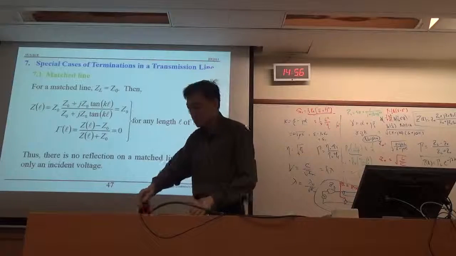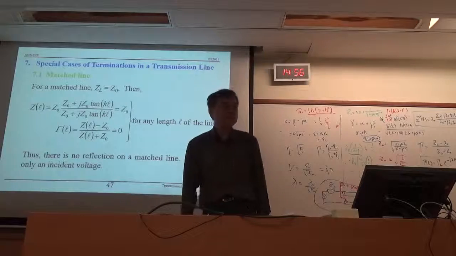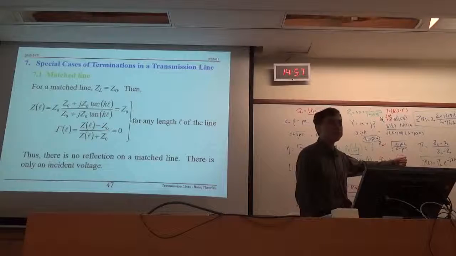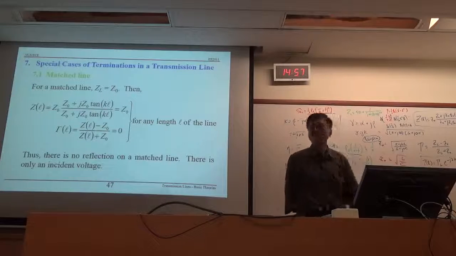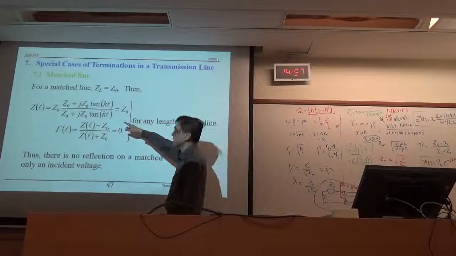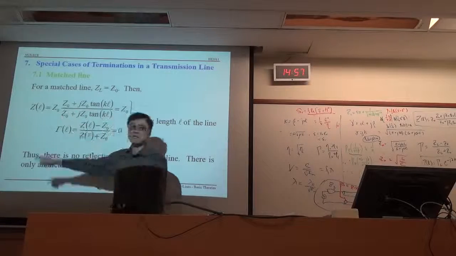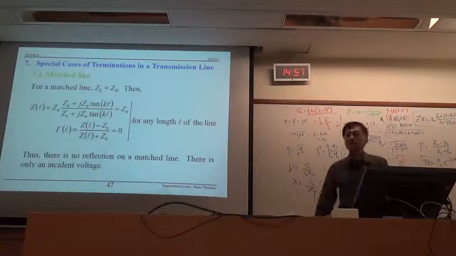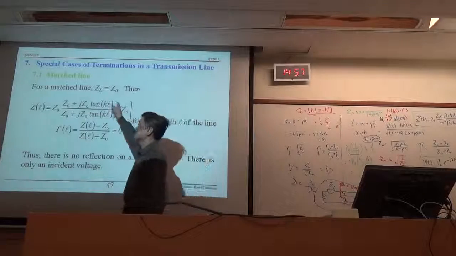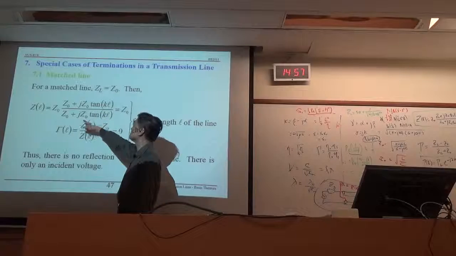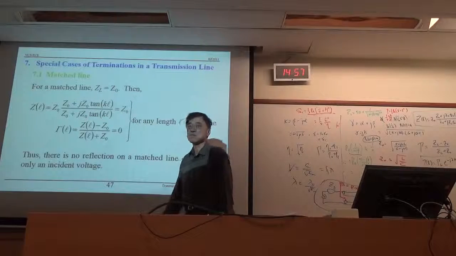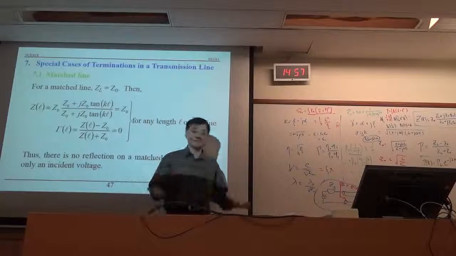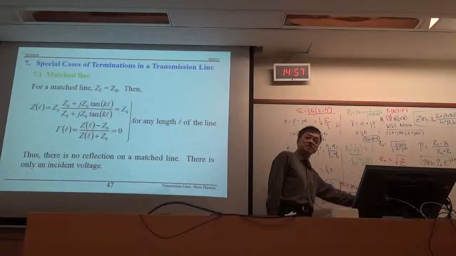Now, when ZL equals Z0, the reflection coefficient gamma L is equal to 0. If you substitute ZL equal to Z0 into the transmission equations here, you can see that it becomes like this. Numerator and denominator cancel out, so the input impedance is equal to Z0. Input impedance minus Z0 over ZL plus Z0 is 0, so the reflection coefficient here is equal to 0.